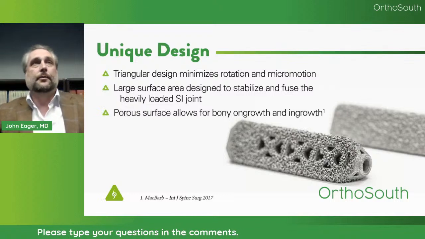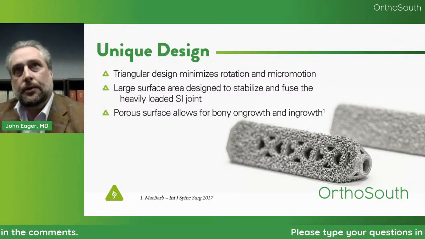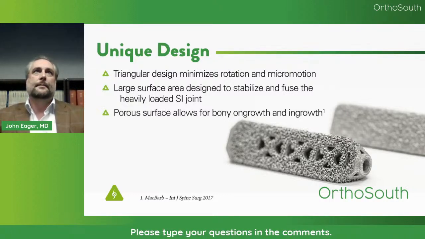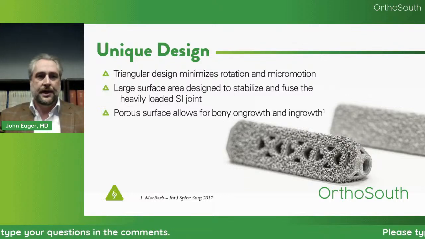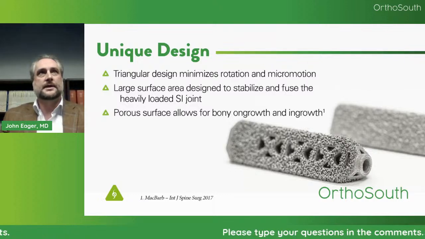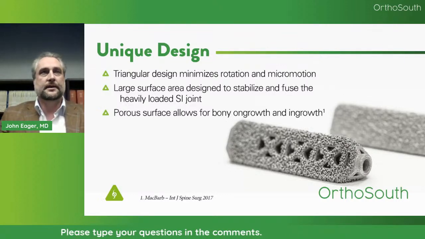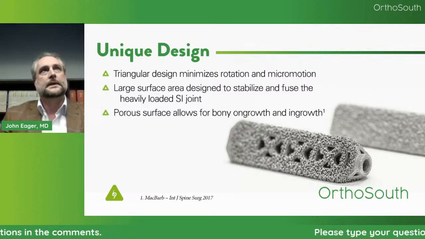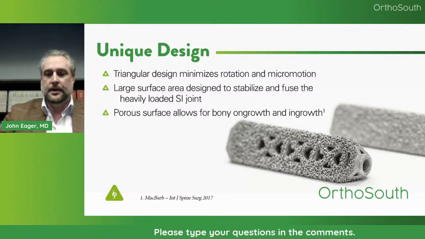Here's a little description, again talking about the unique design of this particular implant. There are numerous vendors out there. Again, this is the one that I prefer at the moment. But the triangular design is meant to minimize rotation and micromotion. It has a large surface area designed to stabilize and fuse the SI joint, which is heavily loaded. Again, it's in the posterior aspect of the pelvis. It's the majority of the weight bearing through the pelvis as opposed to the front. And again, the porous titanium surface allows for bony ingrowth and on-growth.